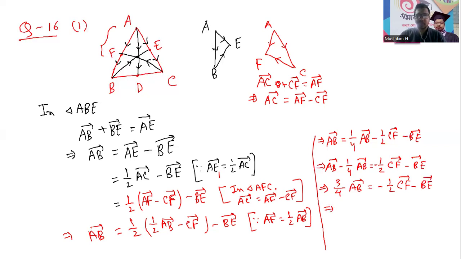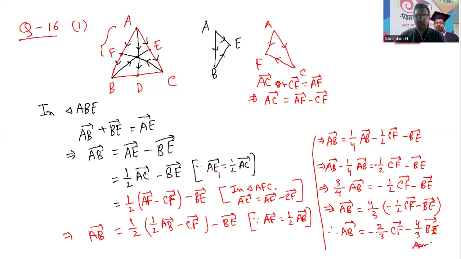Now, AB vector equal to 4 by 3 times minus half CF vector minus BE vector. That means AB vector equal to minus 2 by 3 CF vector minus 4 by 3 BE vector. And this is the answer. Okay. And now we will go to question number 2.